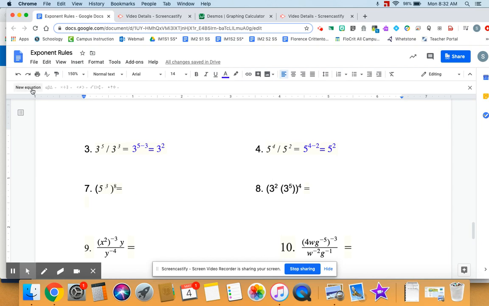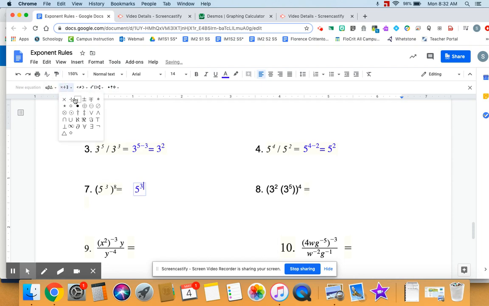And then that tells you that you end up multiplying. So 5 to the power of 3 times 8 ends up being 24. So the answer becomes 5 to the power of 24.